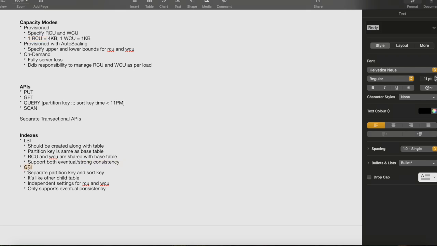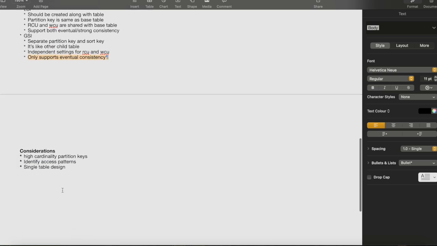With GSI, you can only support eventual consistency because the data is asynchronously written to the indexes. Whenever the data is written to DynamoDB, it is asynchronously copied to GSIs. So that's the reason it can only offer eventual consistency.